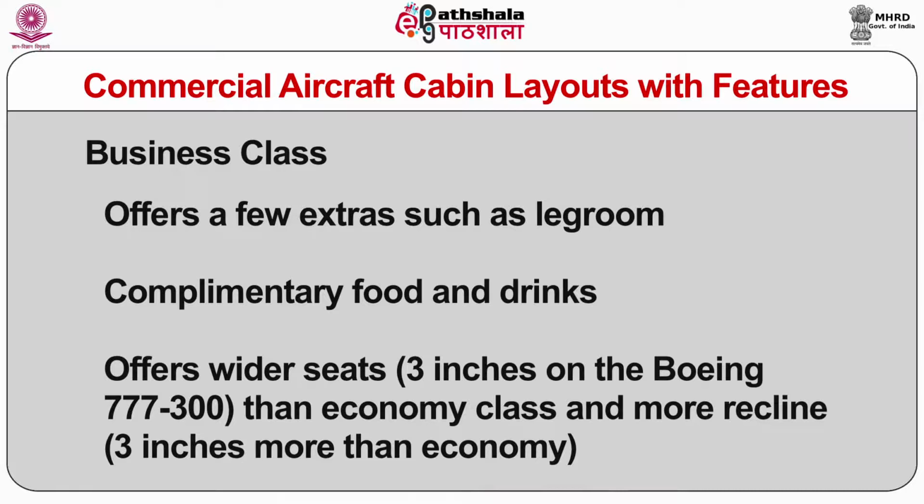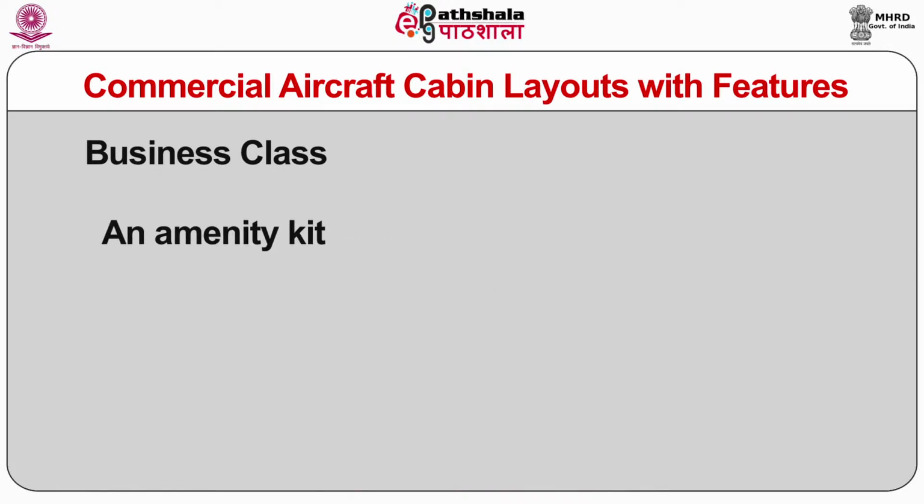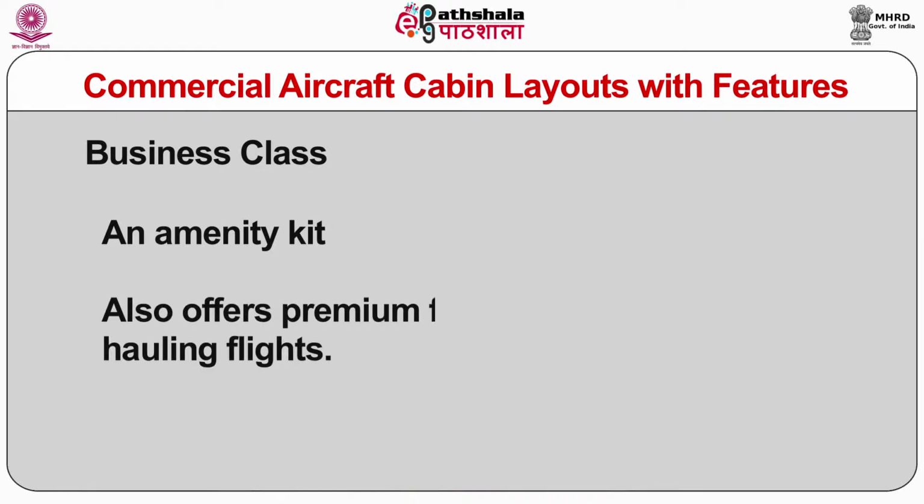It also offers wider seats, like 3 inches wider on the Boeing 777 and Boeing 300 than economy class, and more recline, like 3 inches more than the economy class seats. An amenity kit is also there for the usage of the passengers traveling in this class. It also offers premium food and drinks on long haul flights.